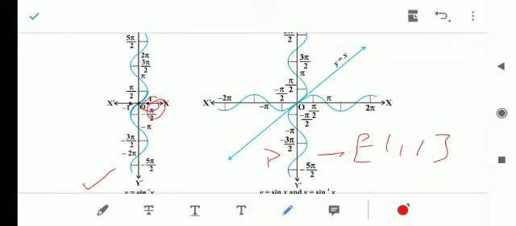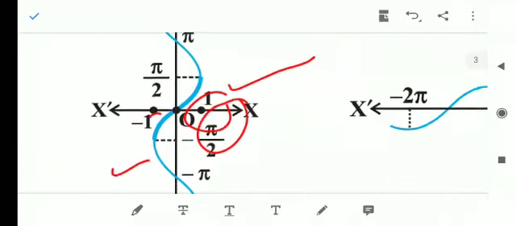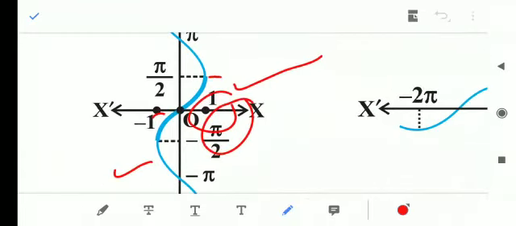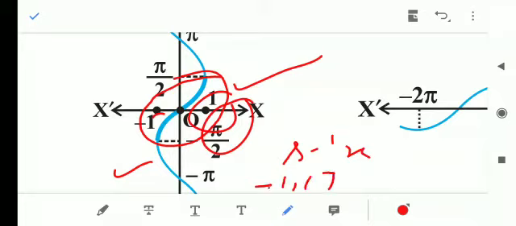And what is the range of this function? You can see the upper value of y is plus pi by 2 and the lower value is minus pi by 2. You can see the darkened portion, which is restricted from minus pi by 2 to plus pi by 2. So the domain of sine inverse x is minus 1 to 1 on the x-axis, and on the y-axis we have minus pi by 2 to plus pi by 2. So it is the range.